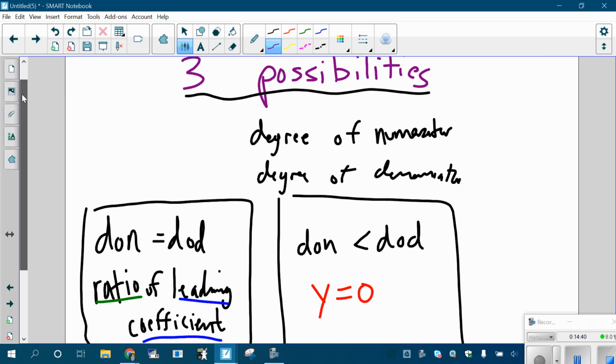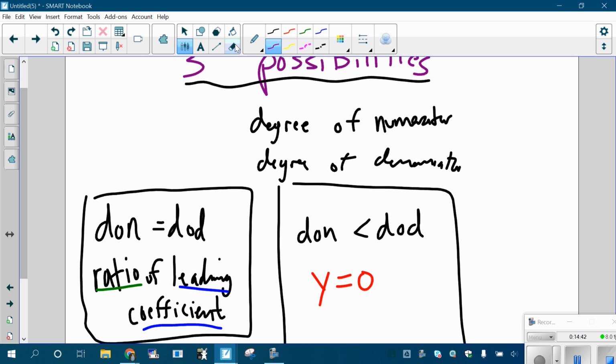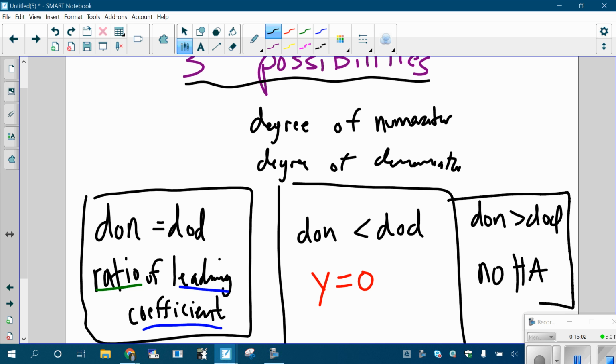The last possibility for horizontal asymptotes, we might as well talk about it now. You can have the degree of the numerator equal to the degree of the denominator, you can have the degree of the numerator be less than the degree of the denominator. The other possibility is that the degree of the numerator is bigger than the degree of the denominator. And if that's the case, there is no horizontal asymptote. So it's not something you have to worry about. So those are our three possibilities.